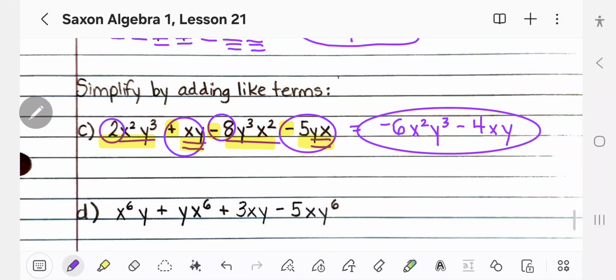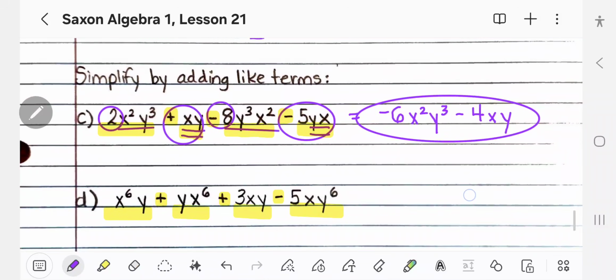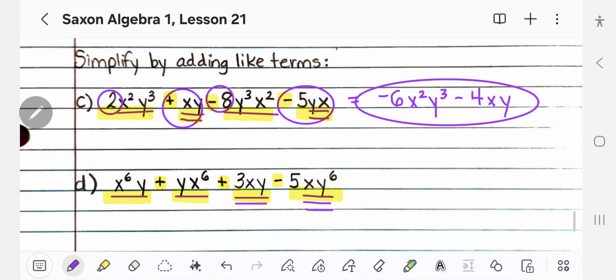For problem D, I see I have multiple terms. There are 4 terms. Here's the first one, second one, third one, fourth one. And I'm going to look at the variables that I have. I have an x to the 6th y, and then beside it I have an x to the 6th y. And let's see here, nope, no x to the 6th y, and here, nope. All right, so those can be combined. What about this? I have an xy. Do I have any other xy's? No, this is an xy to the 6th. So I've got 3 different types of terms here out of my 4 terms.